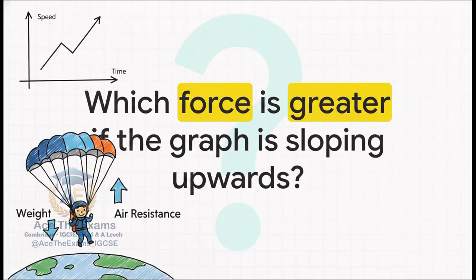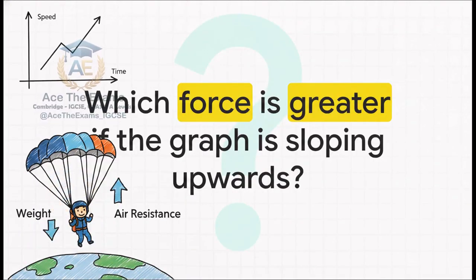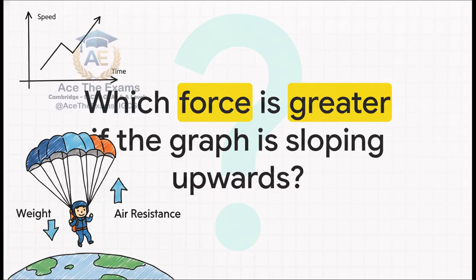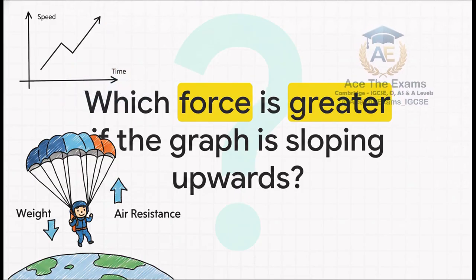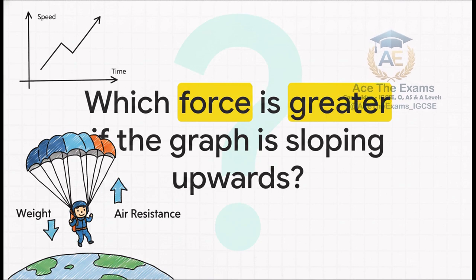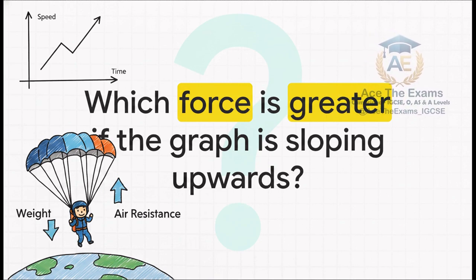All right, back to the boardroom. Now, ask yourself this crucial exam question. If the speed time graph is sloping upwards, which of the two forces acting on the parachutist is actually greater? Sam rushed this exact question in a past paper and wrote, "air resistance because they are going up." Incorrect. Sam completely failed to analyze what the graph was showing.